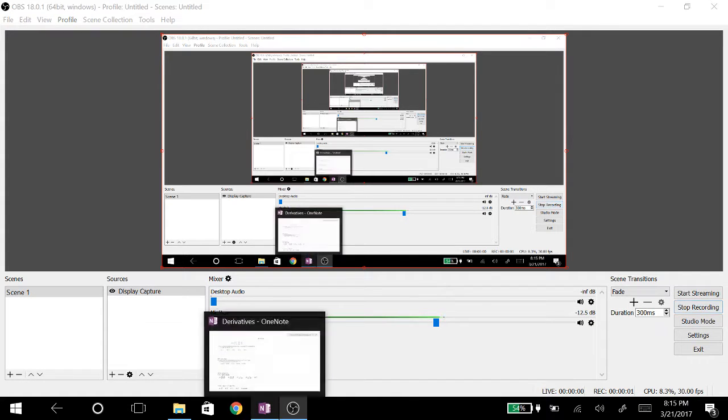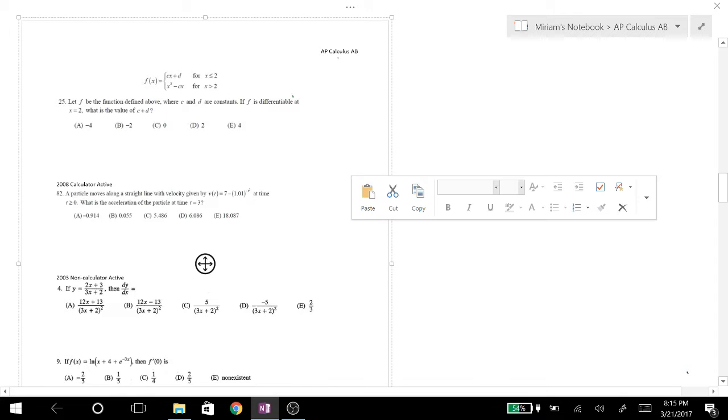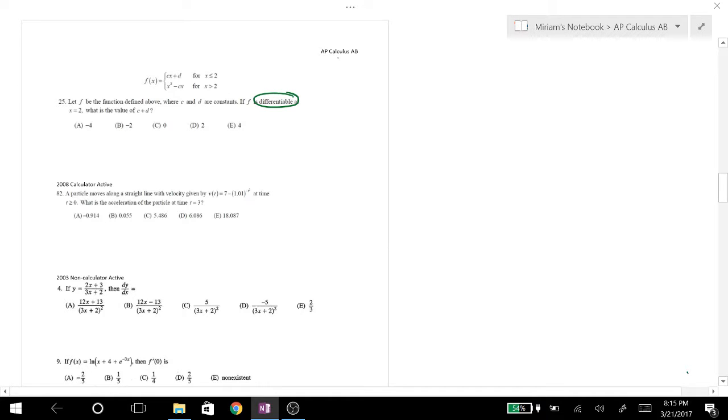All right, let's continue. Number 25 says the function above, where c and d are constants, meaning c and d are numbers, okay? F is differentiable at x equals 2. So this is important because this tells us that the graph is differentiable at x equals 2, and also meaning it's continuous. So if I were to imagine this graph at x equals 2, there's no problem.